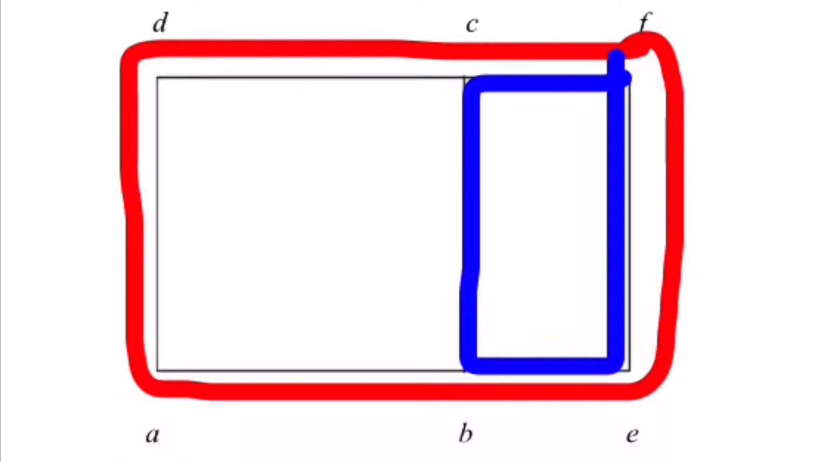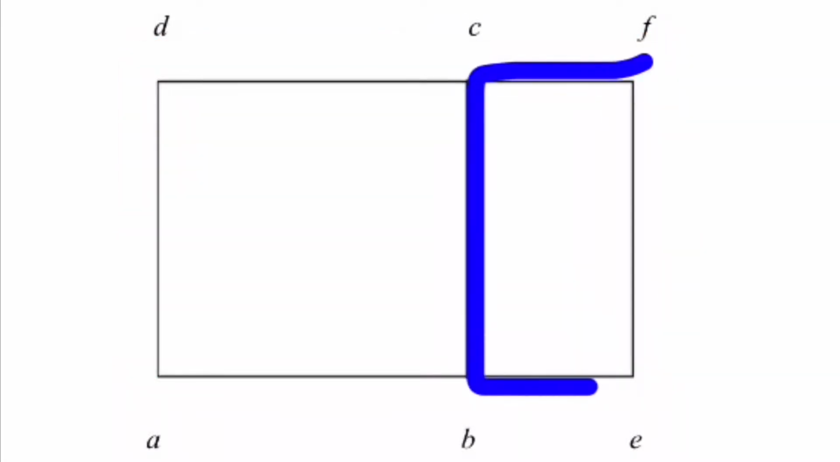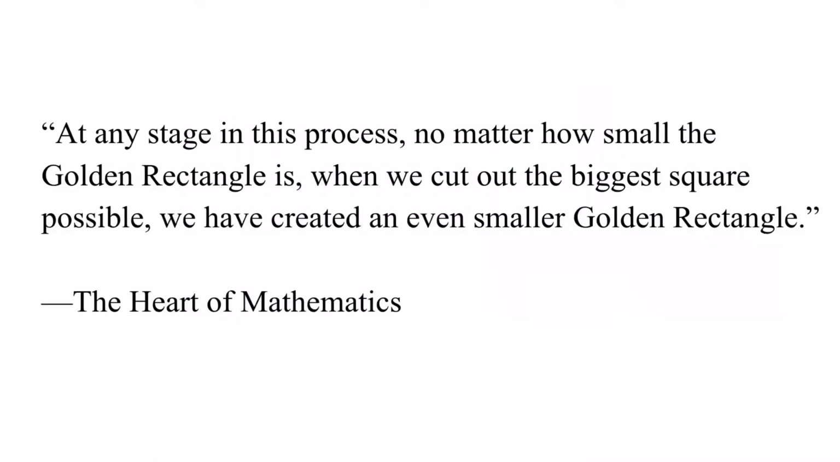Then, looking at that smaller rectangle, if you take the biggest square out of that rectangle, you are left with an even smaller golden rectangle. This process continues to repeat as the rectangle gets smaller. This is the property of the golden rectangle.